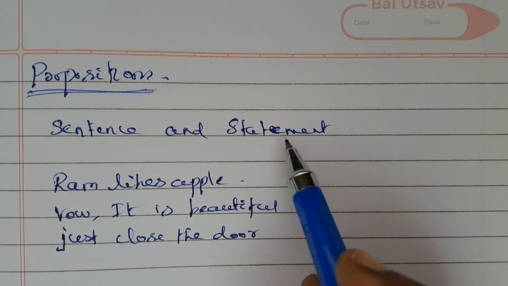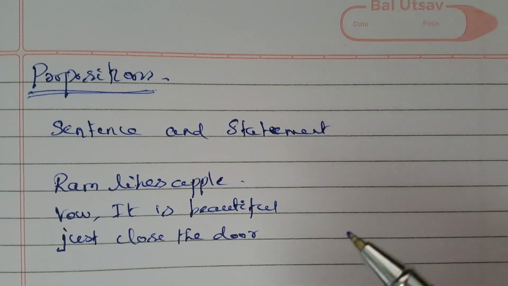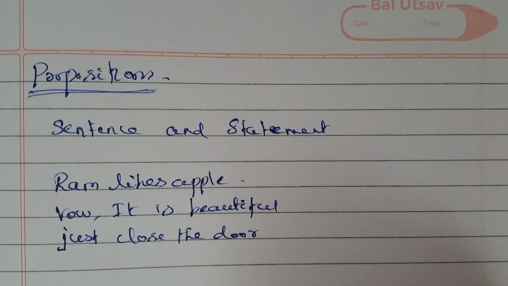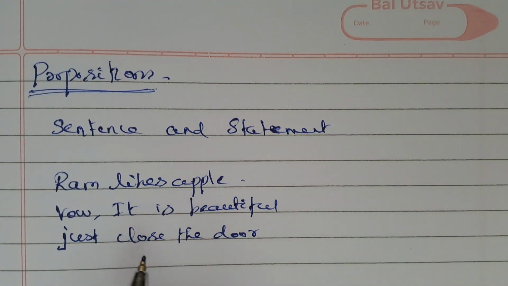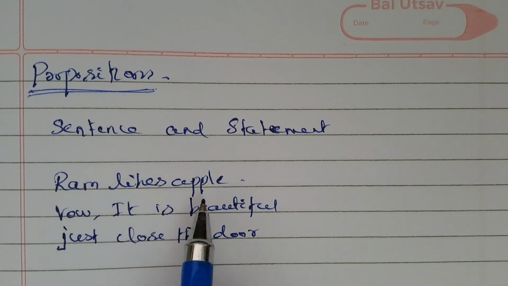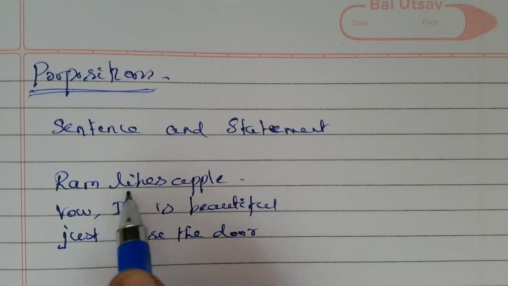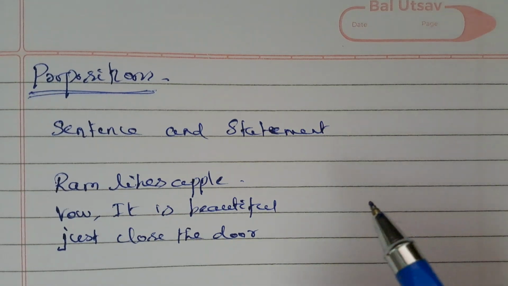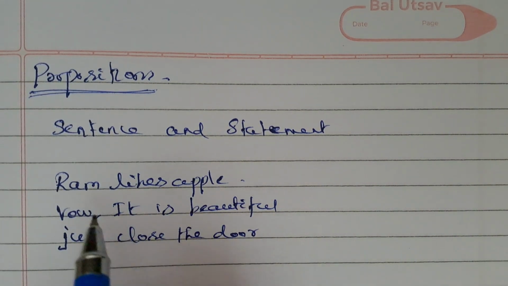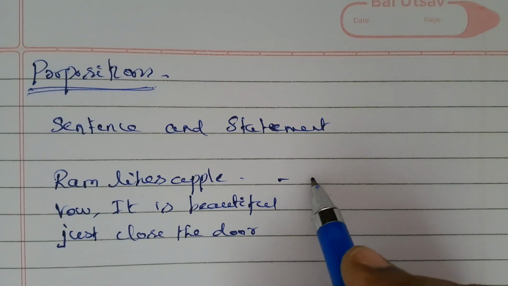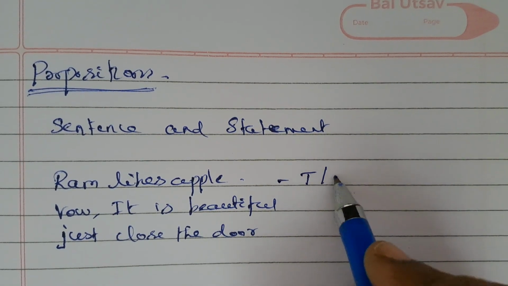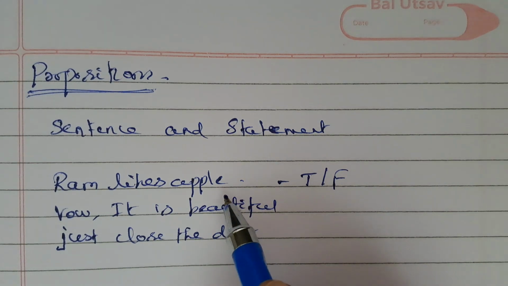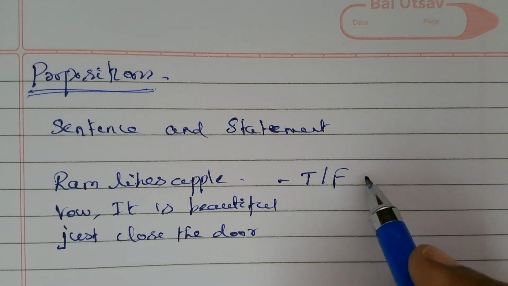What is a statement? A statement must have some truth value, whether we can say true or false for the statement. That true or false reply is nothing but a value for the particular statement. So if we define this as a variable, then true and false are the values of the variable. Ram likes apple: here we can say either it is true or false. So it is a statement.